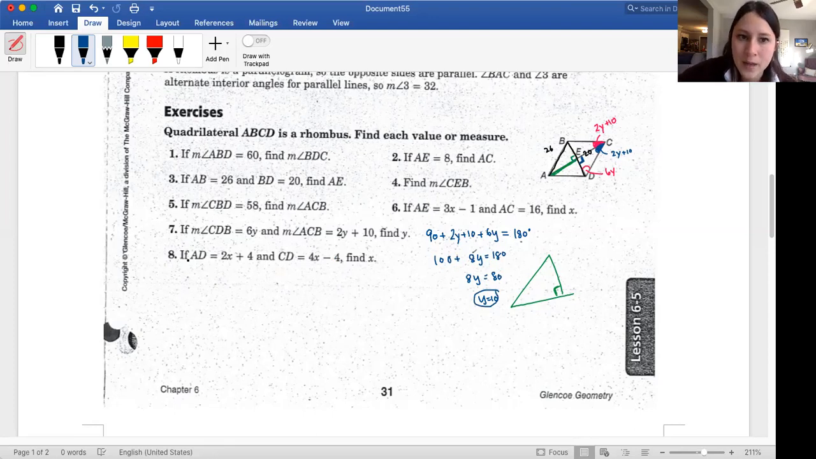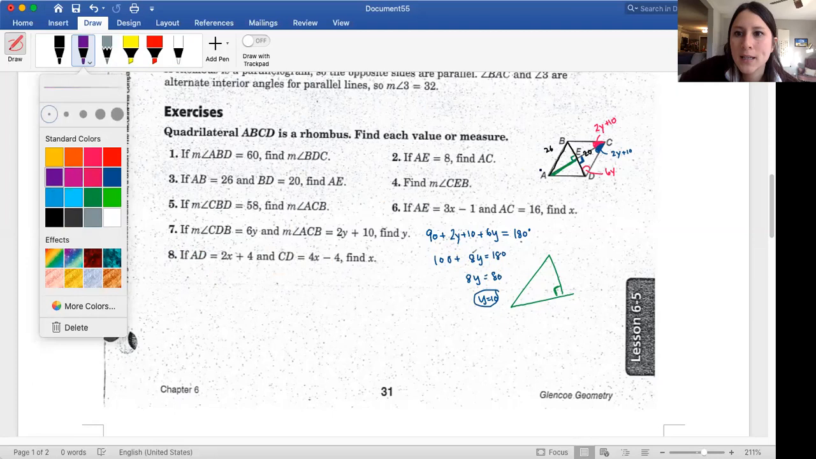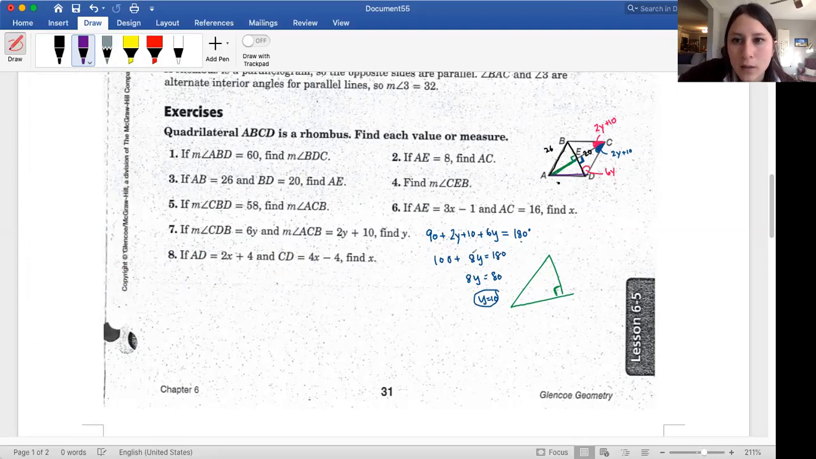Now, last problem. If AD, right here, use a different color here, purple. AD is 2x plus 4. And CD is 4x minus 4. Find x. Well, what do I know to be true about these two sides? First of all, this is a rhombus, right? Which means all our sides are congruent because it's like a square that's just been squished. And so this would be 2x plus 4 equals 4x minus 4.